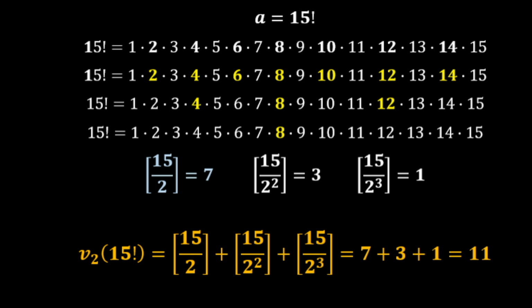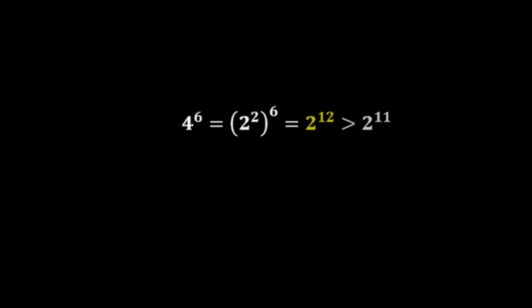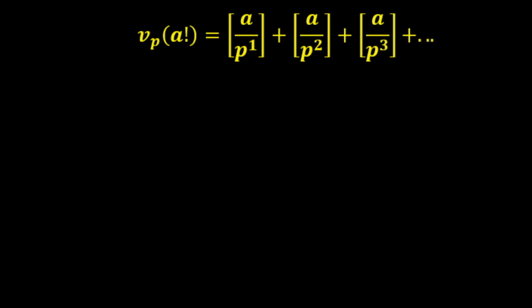This means that 15 factorial is divisible by 4 to the power of 5 and not divisible by 4 to the power of 6, because that is equal to 2 to the power of 12, which is bigger than 2 to the power of 11. Okay, and now we can go directly to our first task and write Legendre's formula in general form.